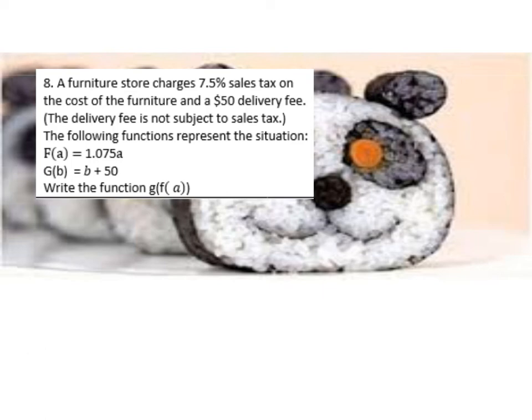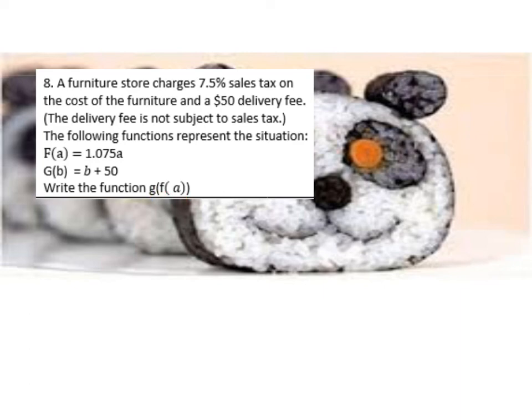A furniture store charges 7.5% sales tax on the cost of the furniture and a $50 delivery fee. The delivery fee is not subject to sales tax. The following functions represent the situation. Oh my goodness. F of A is equal to 1.075A and G of B is equal to B plus 50. Write the function G of F of A.